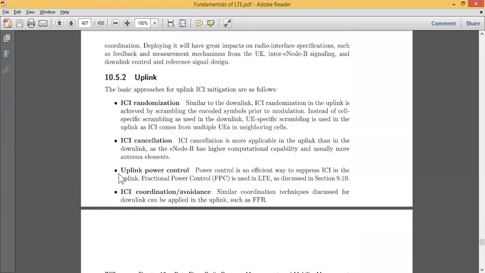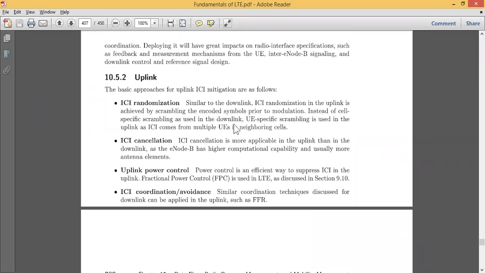So what we do here, again we have some basic approaches related to uplink: ICI randomization, cancellation, then avoidance. The extra part here is uplink power control. So what is randomization? It is almost similar to downlink. We go for scrambling of our channel coding.